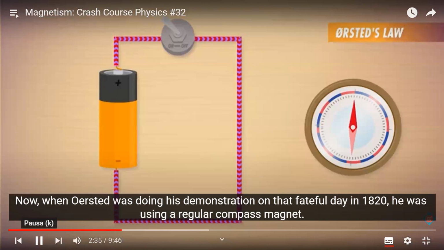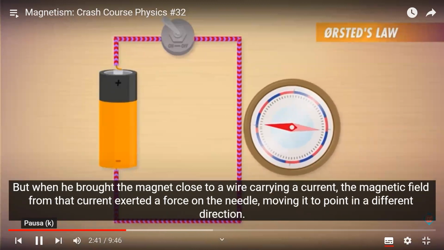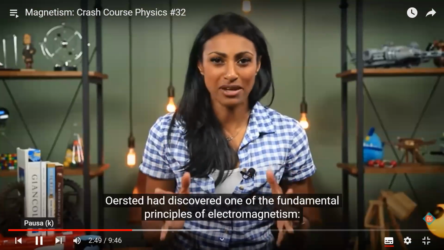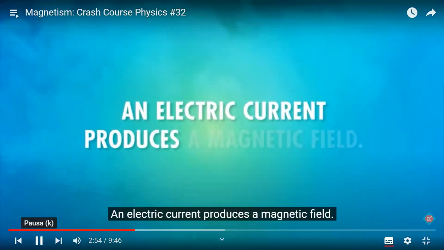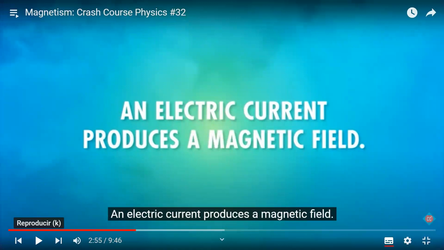Now, when Ørsted was doing a demonstration on that fateful day in 1820, he was using a regular compass magnet, but when he brought the magnet close to a wire carrying a current, the magnetic field from the current exerted a force on the needle, moving it to point in a different direction. Ørsted had discovered one of the fundamental principles of electromagnetism. An electric current produces a magnetic field. That's what we've been talking about. An electric current produces a magnetic field. And that's where the field of electromagnetism comes along.